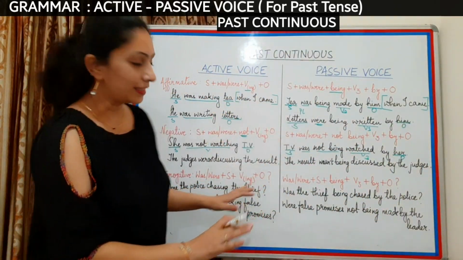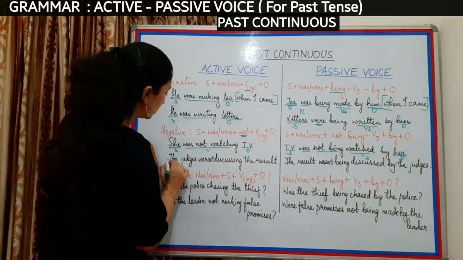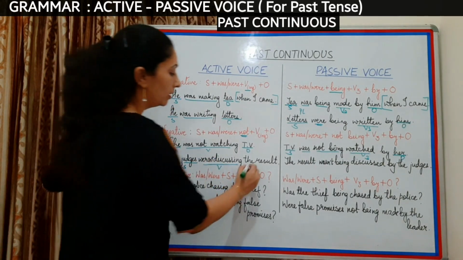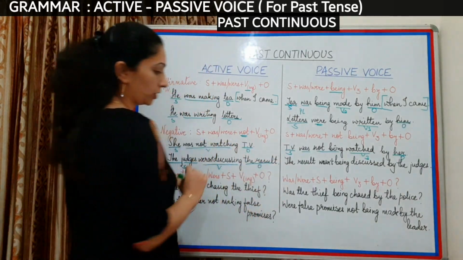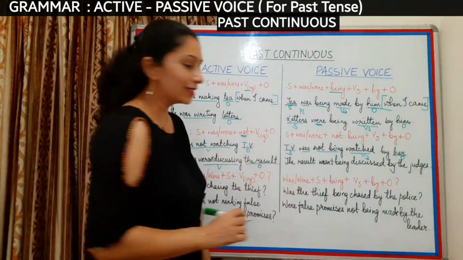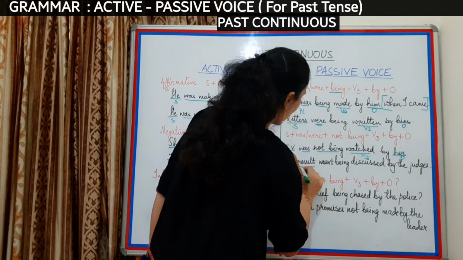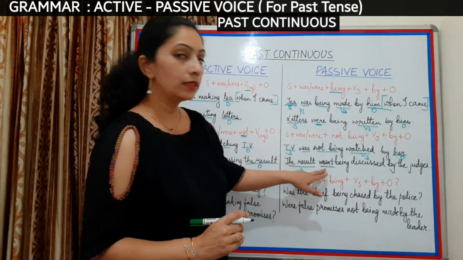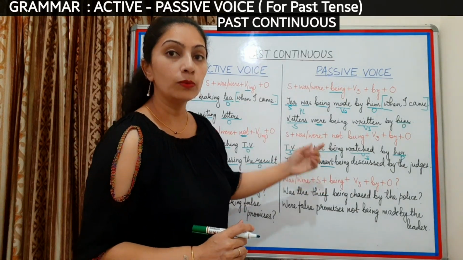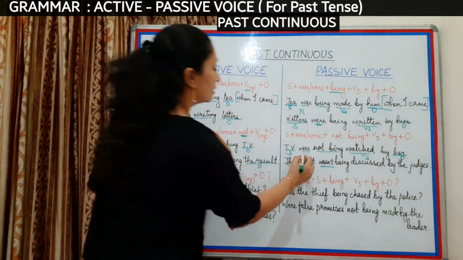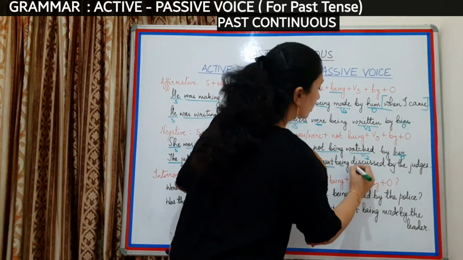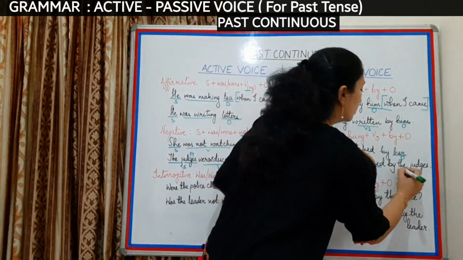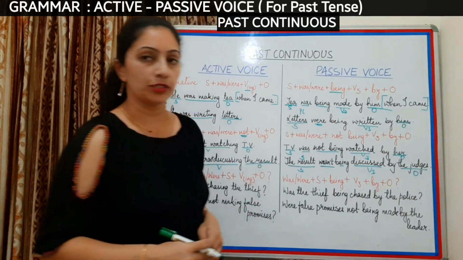Now let's look at the next sentence. The judges weren't discussing the result. So the judges become the subject. Weren't discussing is the verb and the result is the object. Now let's change it into passive voice, and it will be the result as the new subject. Here I am going to use the auxiliary verb was not, or wasn't. Why? Because the result here is singular. Wasn't being discussed, which is again in the third form, by the judges, which is the new object.